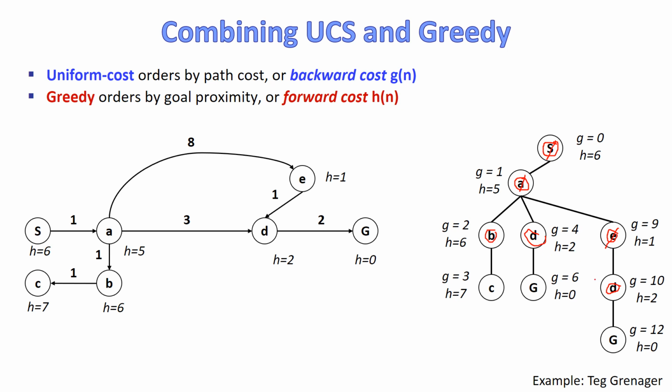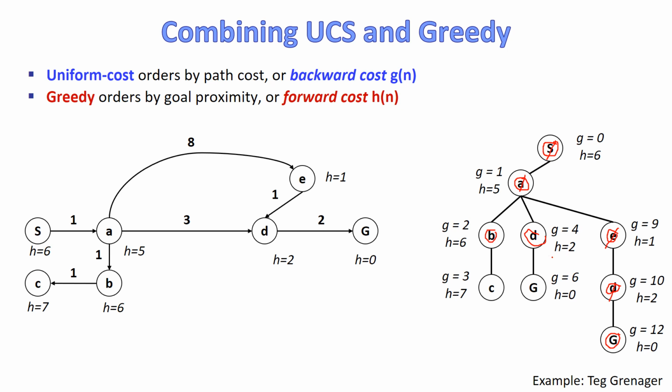You need to arbitrarily choose one of them. So let's take this one. D will be expanded to G. Now we have G and D. Of course, the heuristic here is 0, and the heuristic here is 2.